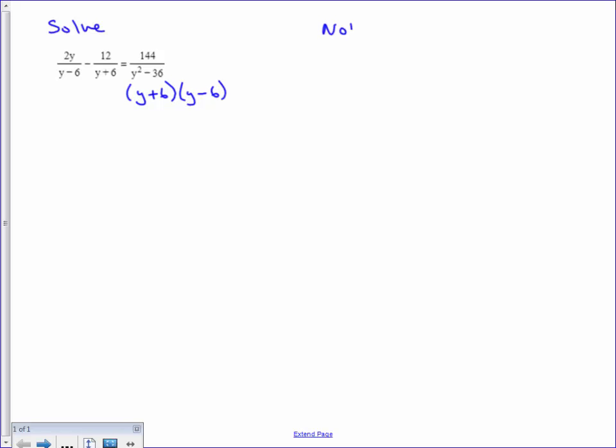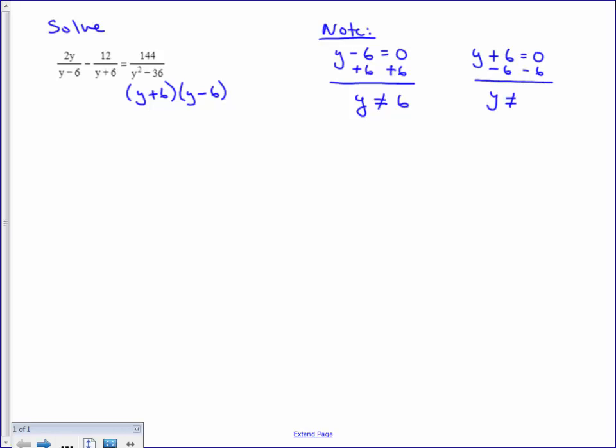Next, we need to note what values, in this case y, could not be equal. Here, we have two basic factors in our denominator: a y minus 6 and a y plus 6. So we would want to set both of those equal to 0 to find the values that are not legitimate in our problem. The first value that would not be legitimate would be 6, and the second would be negative 6. So if I come up with either one of these two in my final solution, I would have to eliminate them.